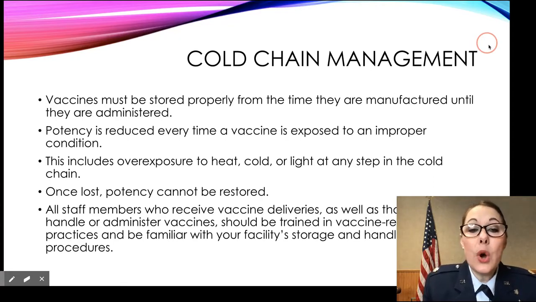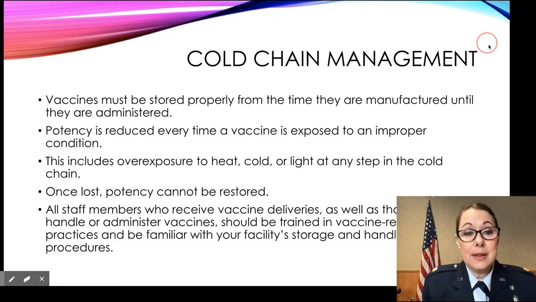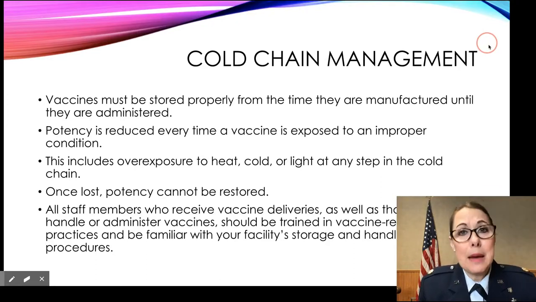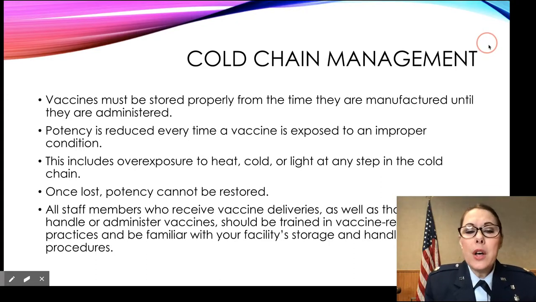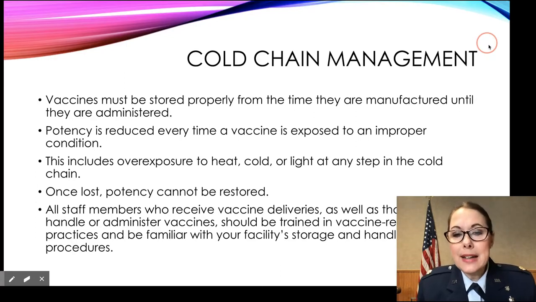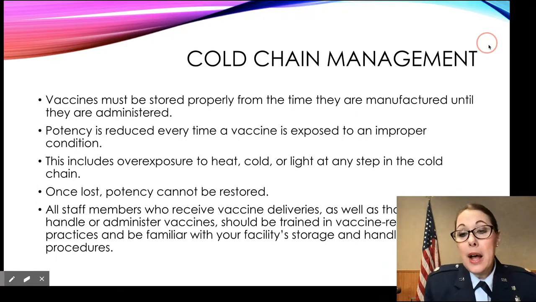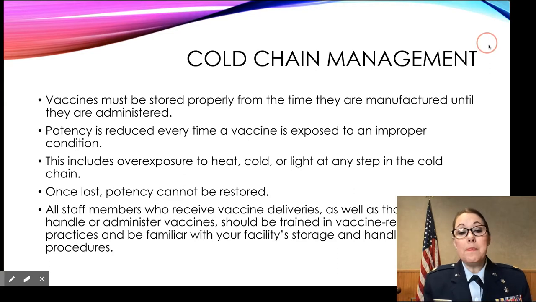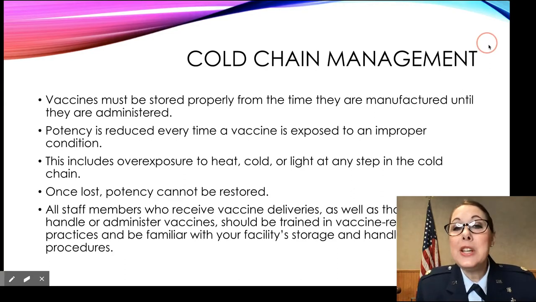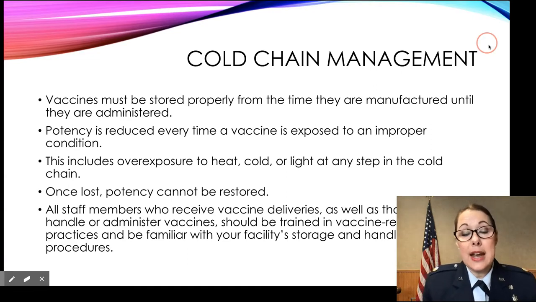This includes overexposure to heat, cold, light, and at any step in the cold chain, it can really reduce its potency. And once the potency is lost, it cannot be restored. So, all staff members who receive vaccine deliveries, as well as those who handle or administer vaccines, should be trained and be familiar with the storage and handling procedures.